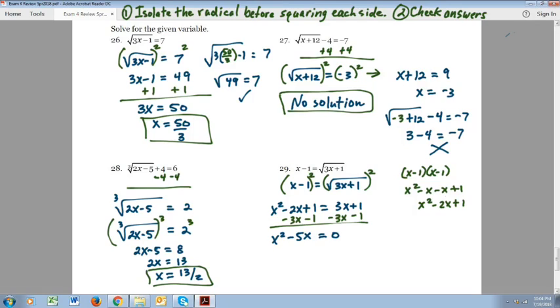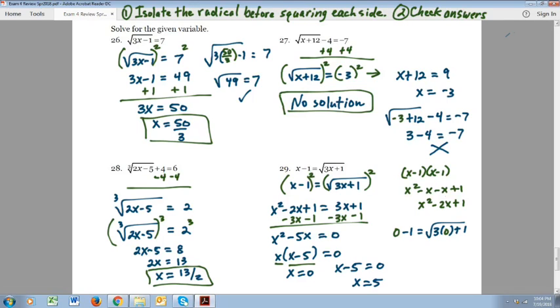Now be careful here, you're not going to be using the AC method on this one. You've got a GCF here. So factor out the x. So let's set each of our factors equal to 0. And we're going to get 0 and 5 here.